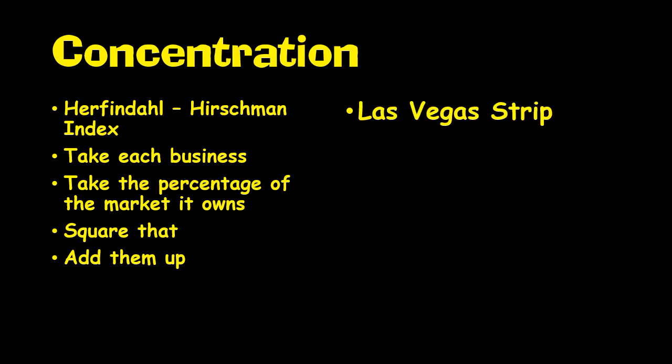So if we look at Las Vegas, we actually have an H index well over 3,000. There are 2 companies that between them own about 80% of the hotel rooms on the Strip, and they're about the same size. So you have 2 companies that are 40% each. You square that, you get 1,600 each. You add those together and you get 3,200 out of just the first 2 companies.